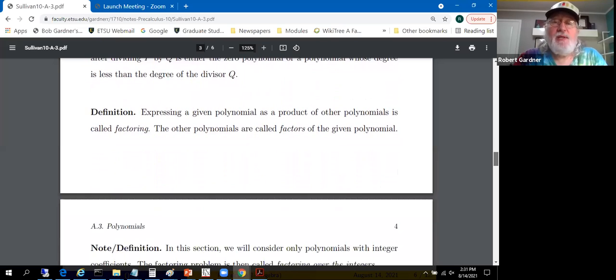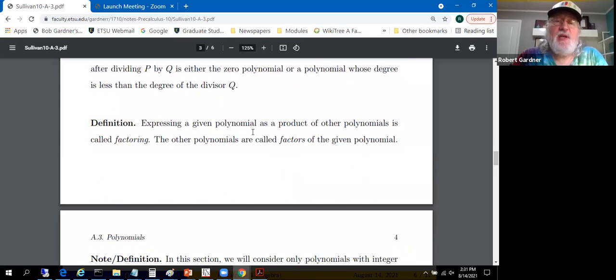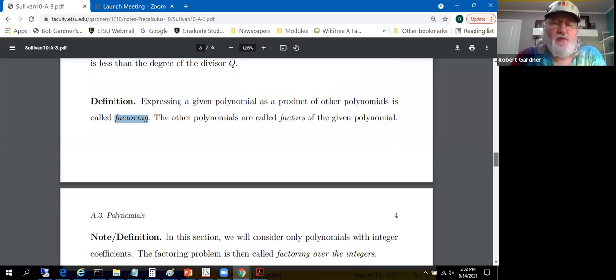All right, like I said, we're really interested in factoring. So expressing a given polynomial as a product of other polynomials is called factoring. The other polynomials are factors of the given polynomial. The real goal usually is to find where a polynomial is 0, and you do that by factoring the polynomial. So in the long run, it's not the factoring we're interested in, it's something that we use the factoring to find, that is, roots or zeros of a polynomial.